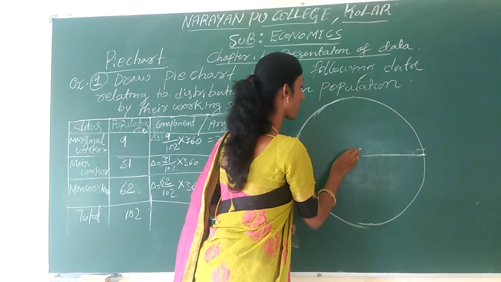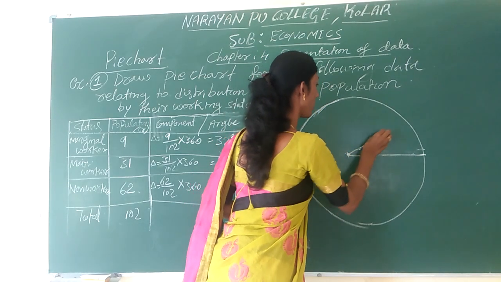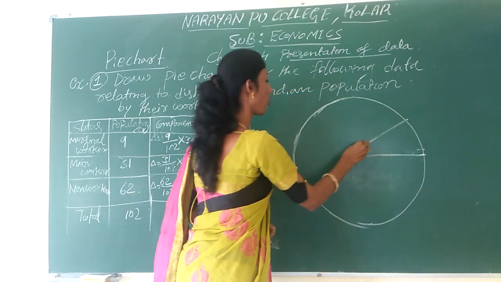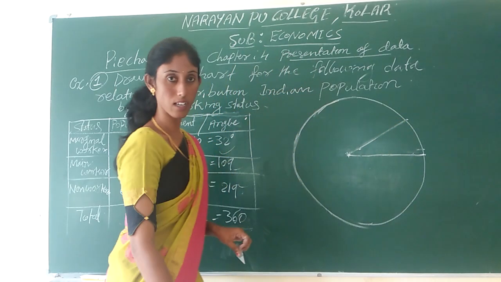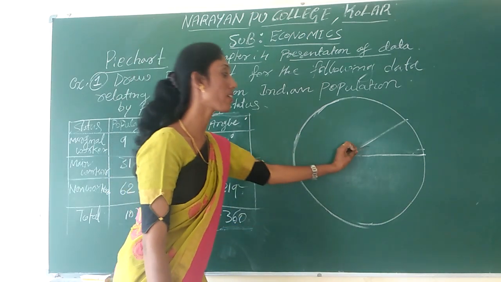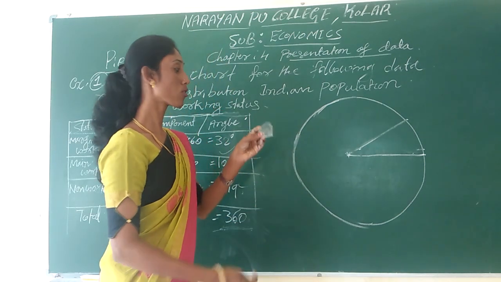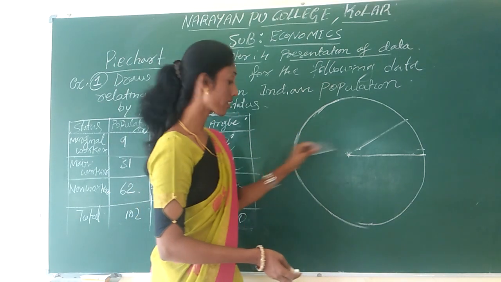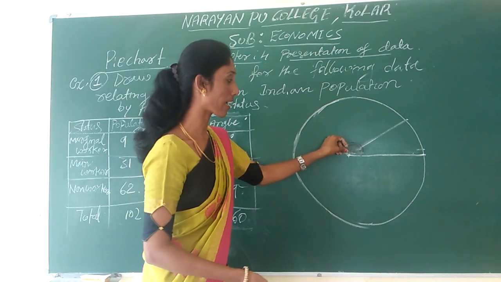Then connect to the border. Got it? This is how to find out the angle. And after finding the first angle, you should not keep the protractor on the first line again to find the second angle.